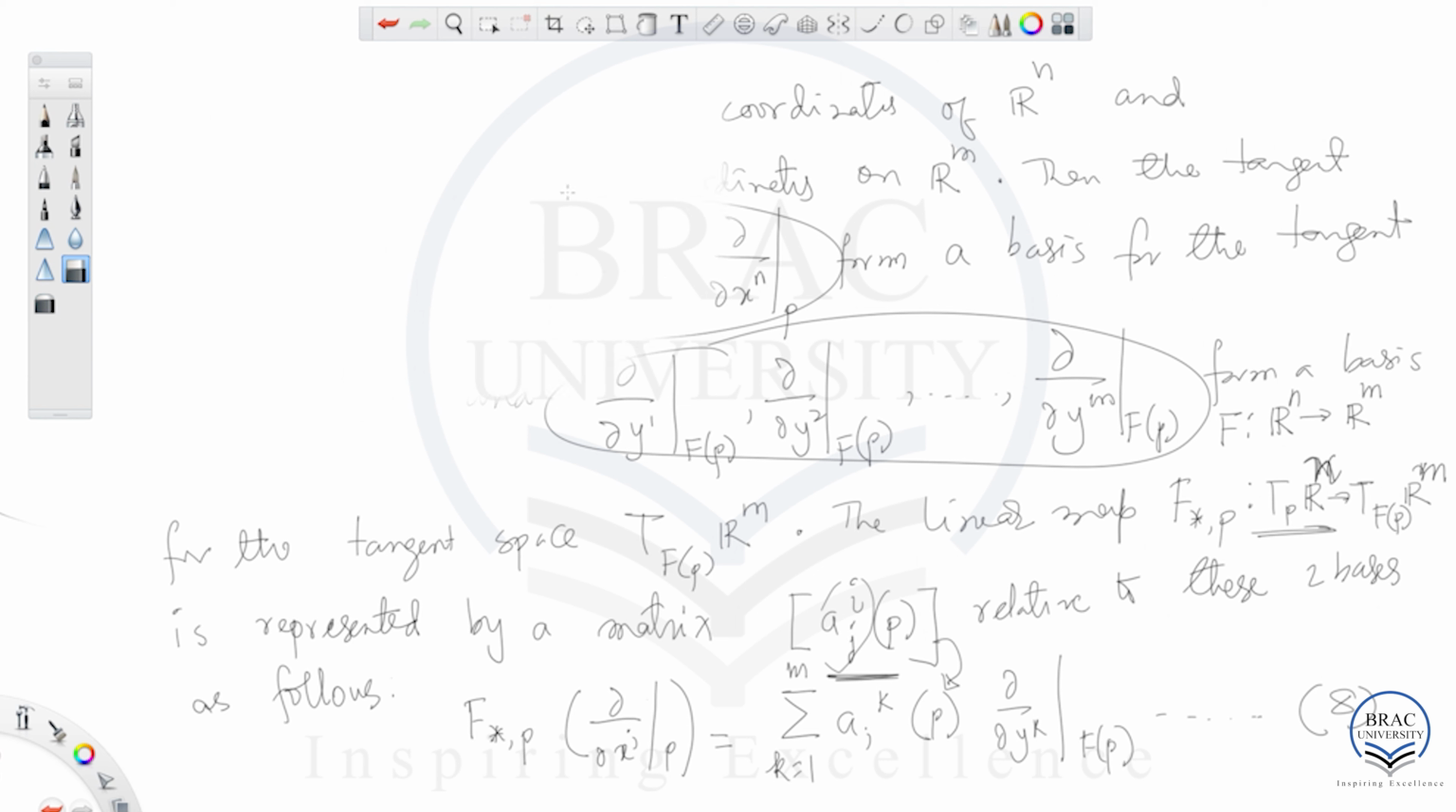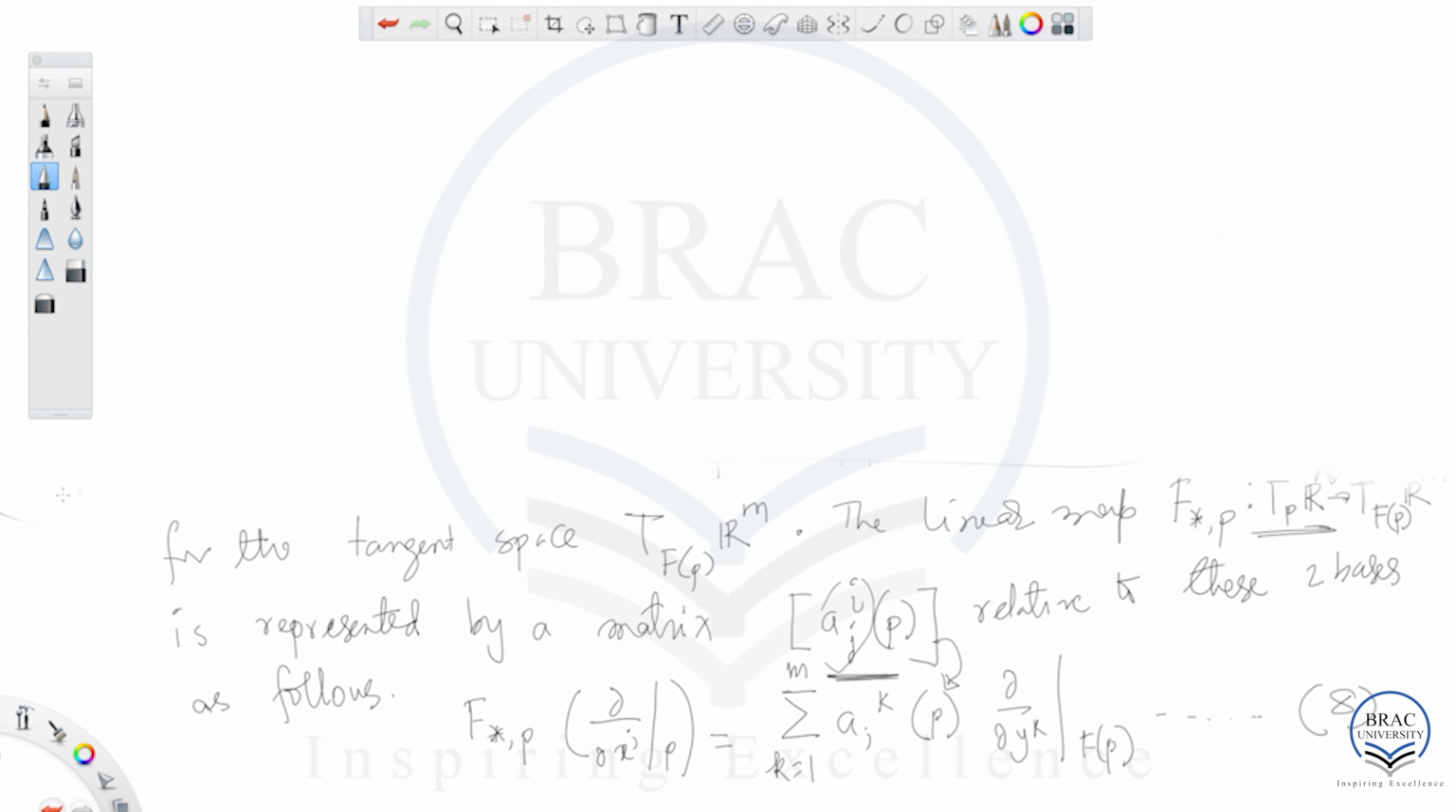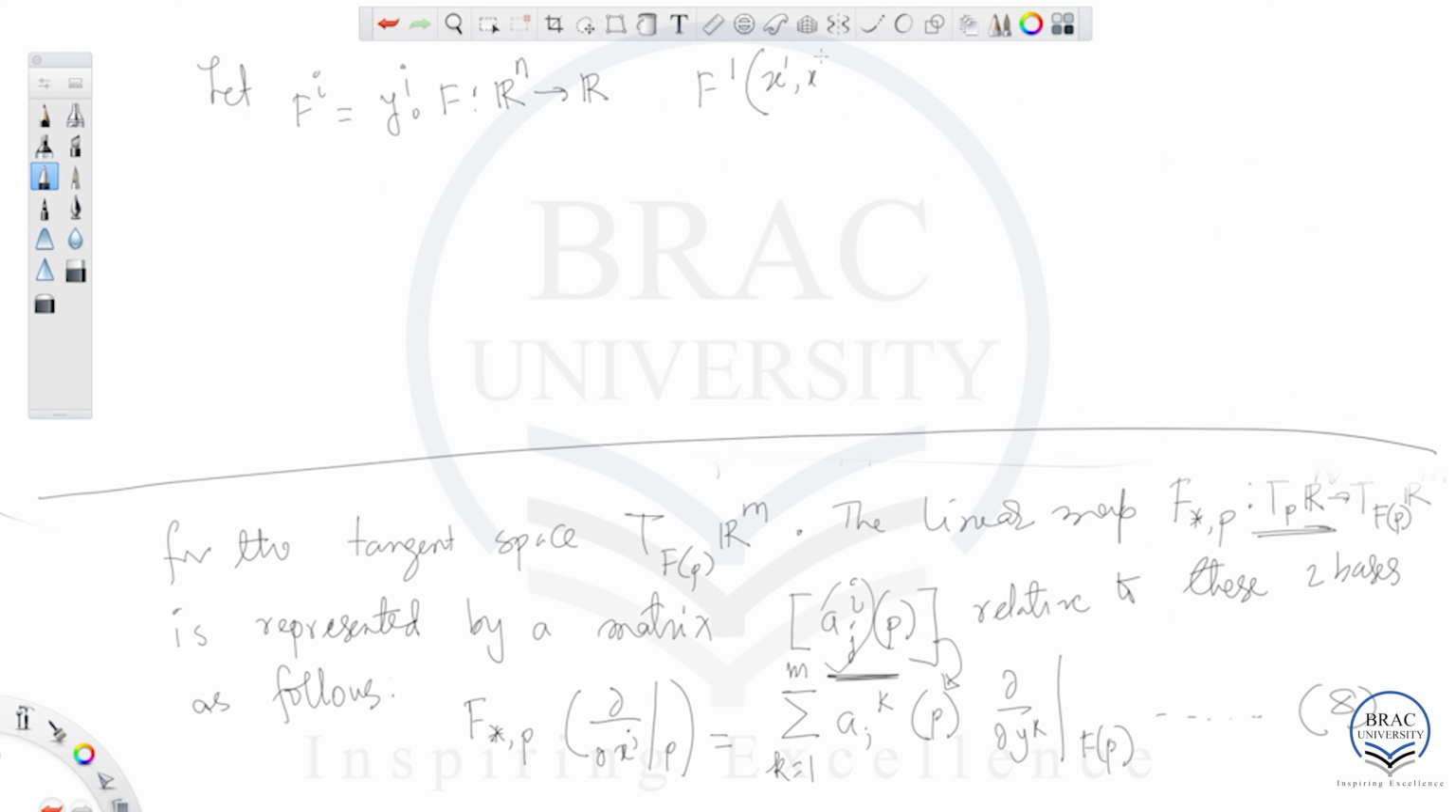Now let me erase this front matter. Let f^i be equal to, we are denoting by f superscript i to be y^i composed with f, which is a map from R^n to R. These are component functions. f^1 is a function of x1, x2, all the way up to xn. f^2 is another function on x1, x2, all the way up to xn, and so on.